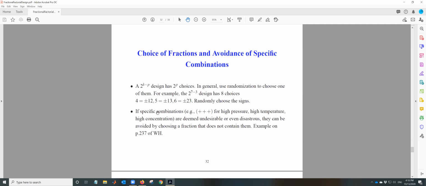But some of the specific combinations, maybe plus plus plus, is high pressure, high temperature, and higher concentration. They may be undesirable, maybe not safe enough, right? So you can avoid them by choosing different kinds of random designs.